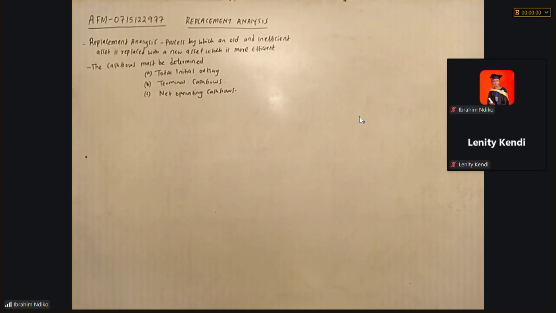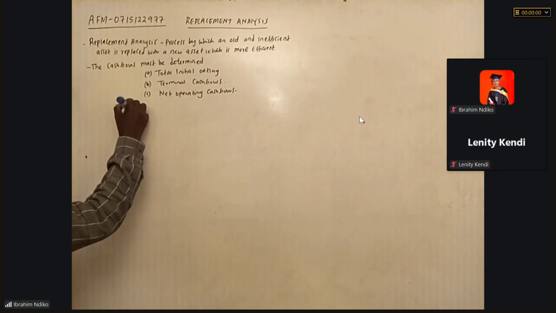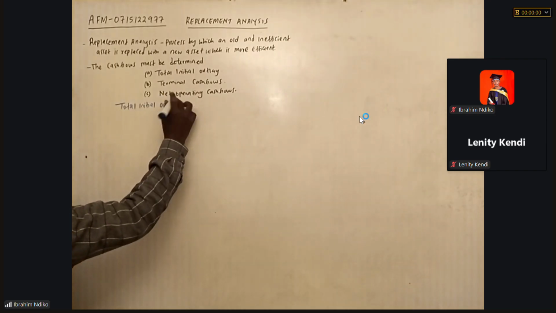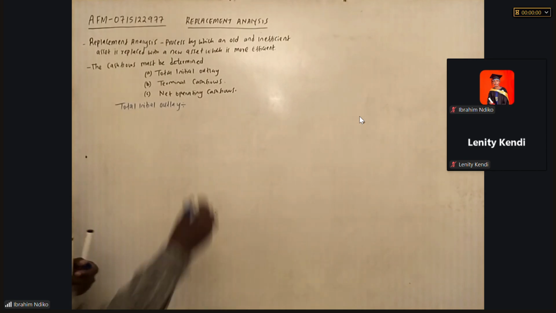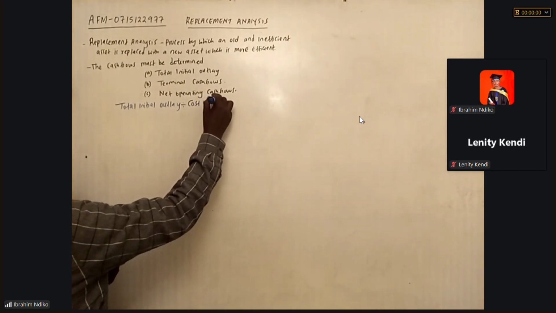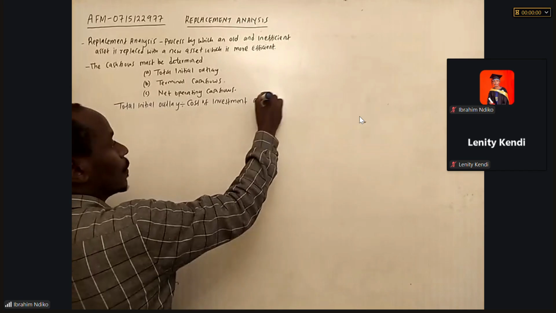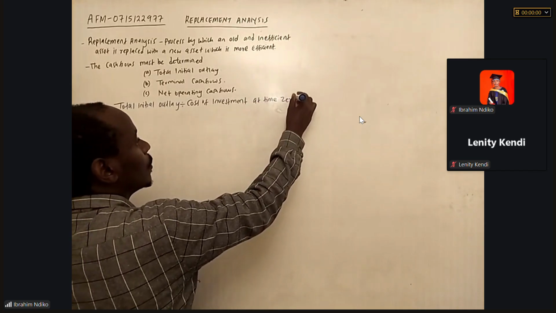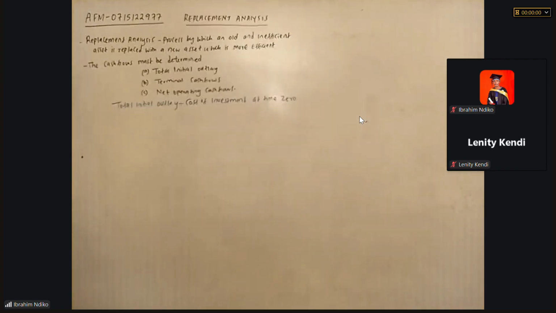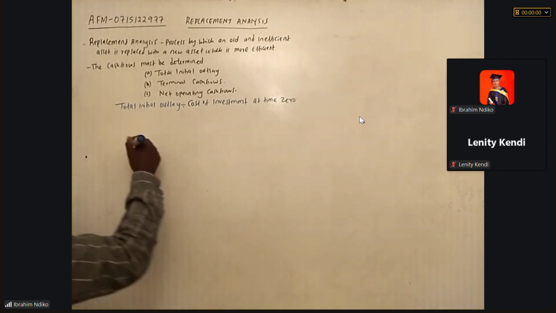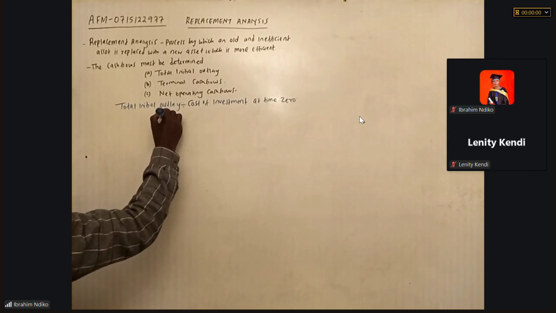Let us start with the replacement. So, how to determine initial outlay? Number one, total initial outlay. And you know what is total initial outlay? The total initial outlay is the cost of investment at time zero. So the amount of money that we incur to do a project at time zero is what we call the total initial outlay. So how do we determine it? So this is the format.